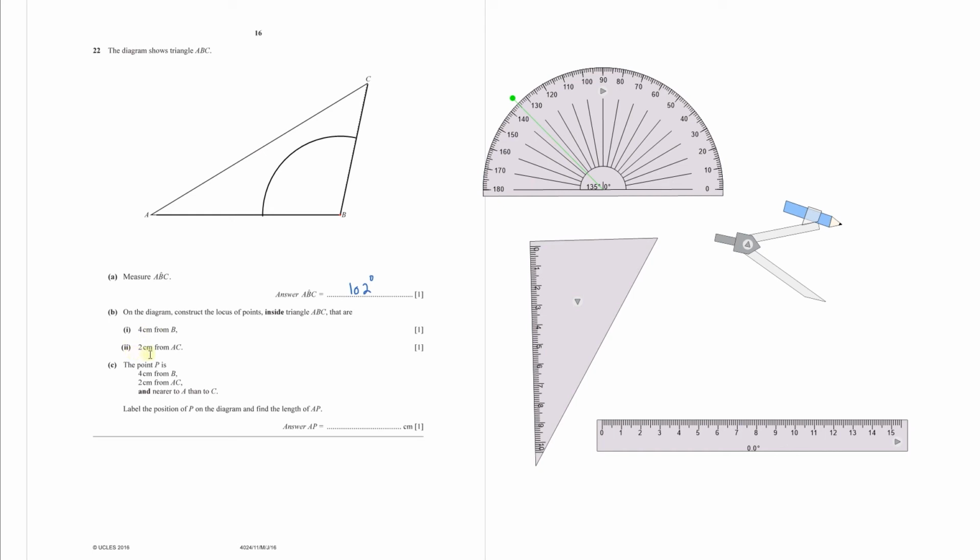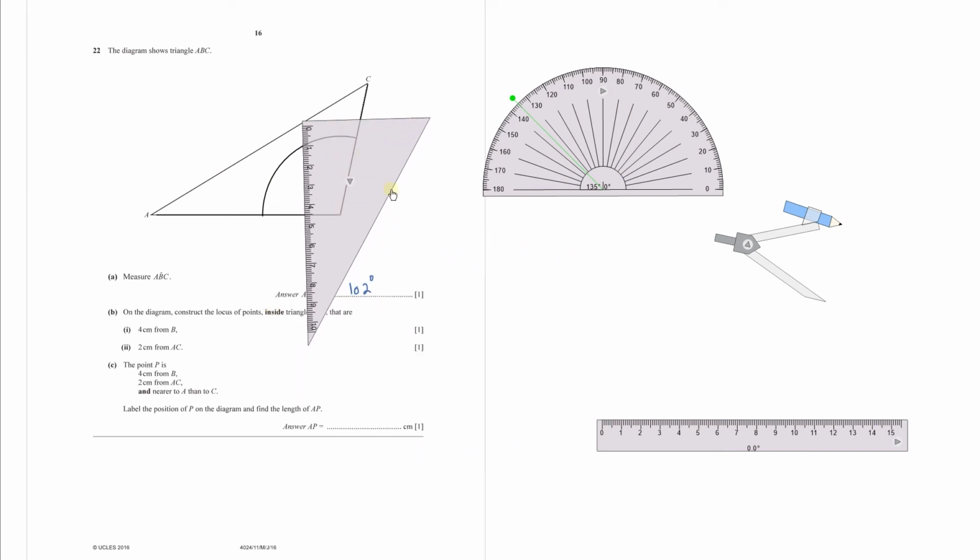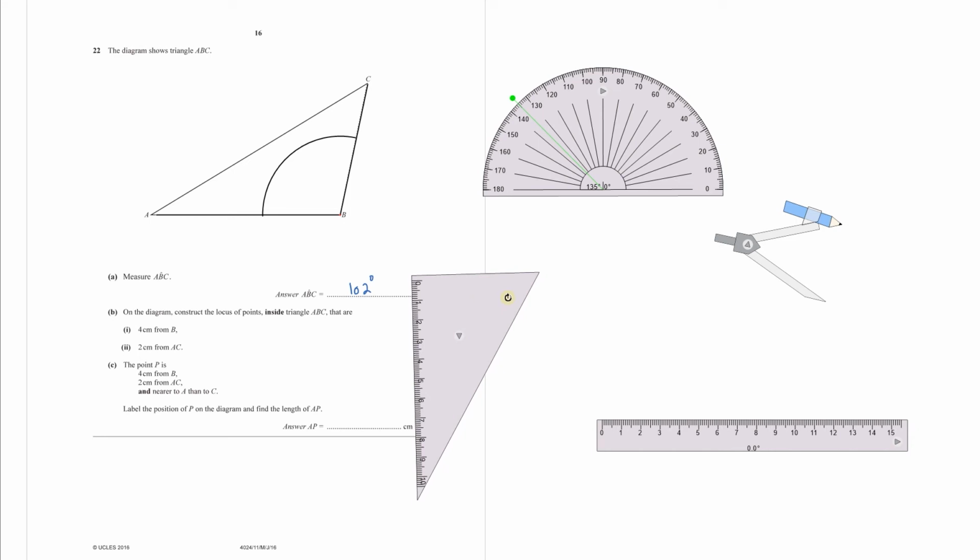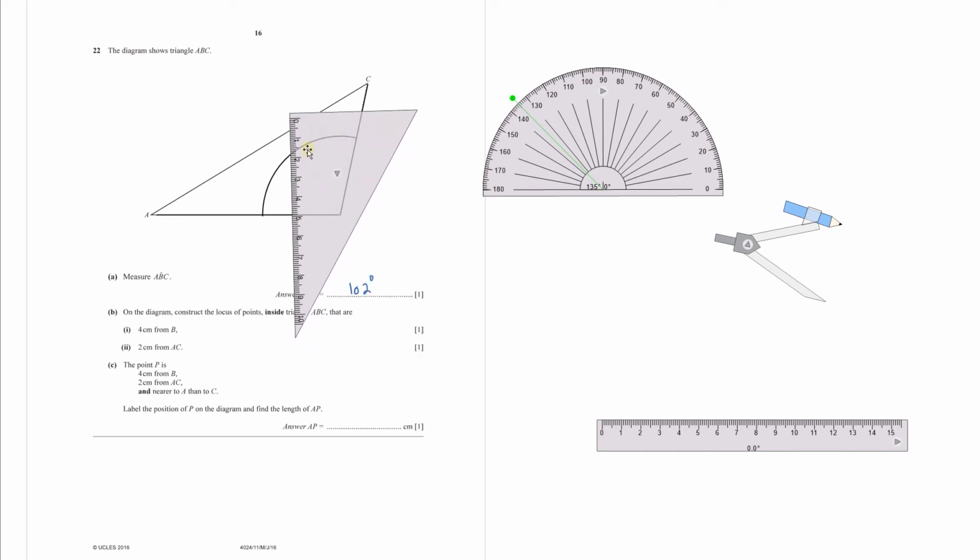The next part is 2 centimeters from line AC. So this is AC. You have to draw a locus of points that are 2 centimeters from AC. That means it will be a parallel line to AC on this side, since we are only concerned with the locus inside the triangle. So to draw a line 2 centimeters from AC, I'll use this set square to get a point that is 2 centimeters away at a 90-degree angle. So we know that the set square here has a 90-degree angle. I can use it to just place it parallel to this line.